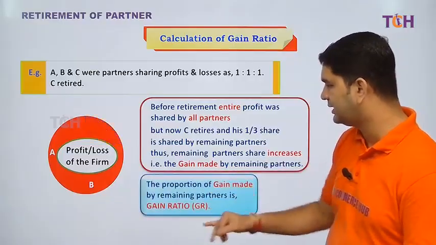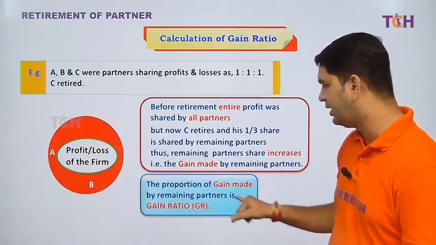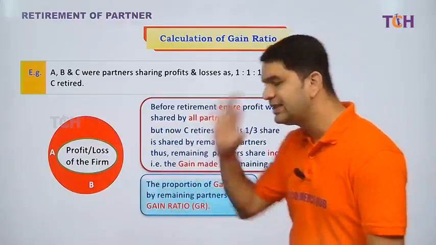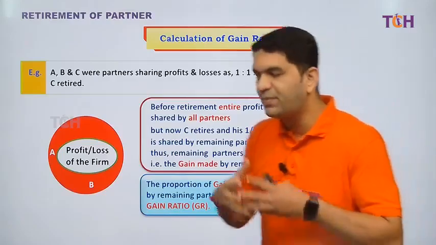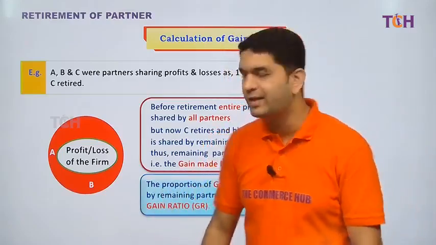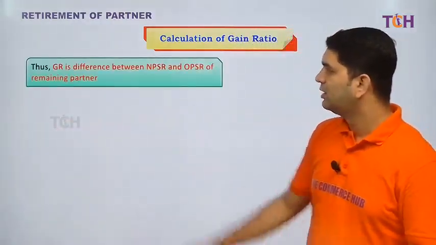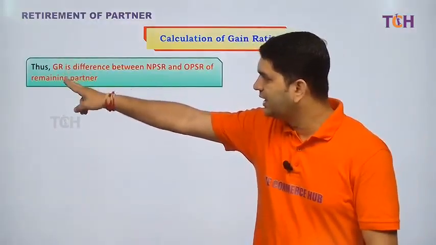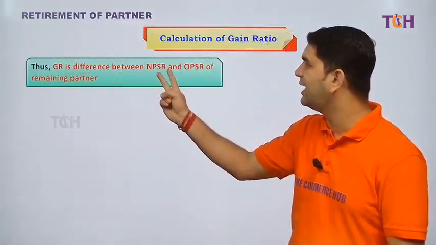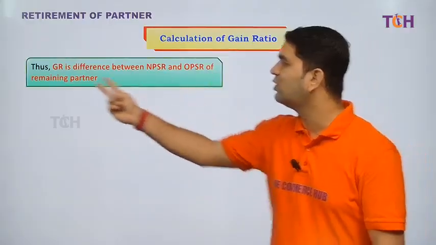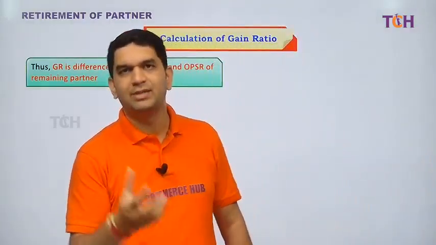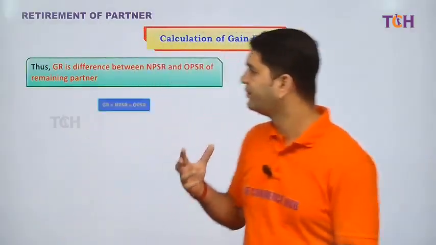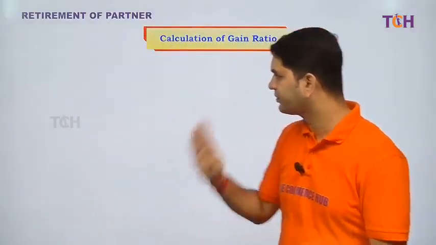So, this is how we can understand it. The proportion of gain made by remaining partners is the gain ratio. Whatever gain they are getting, in that proportion, we have their gaining ratio. Thus, GR, that is gaining ratio, is the difference between NPSR and OPSR of remaining partners. That is the reason we have seen that formula, right? NPSR minus OPSR. Here we go.